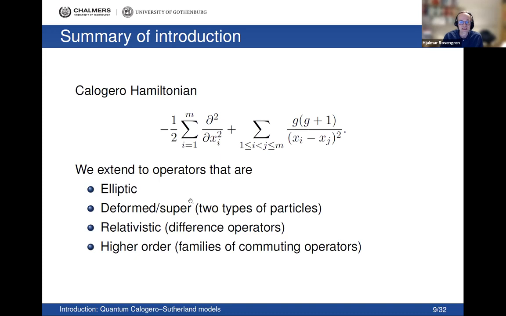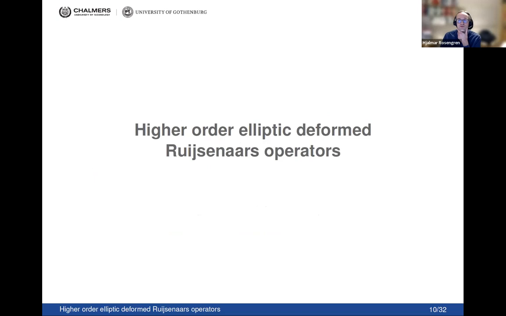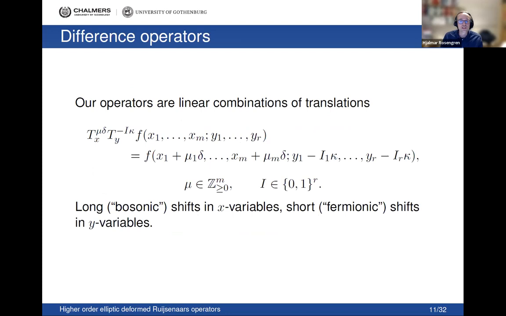But anyway, what are those higher order elliptic deformed Rosengren operators? Well, first of all, they are difference operators. They are linear combinations of translation operators. And you have two types of variables. There are M X variables, and R Y variables. And you act by different types of shifts in these variables. In the X's, I will act by arbitrary positive integer multiples of the parameter delta. And in the Y variables, the i's here are 0 or 1. So either I subtract kappa or I don't subtract anything.